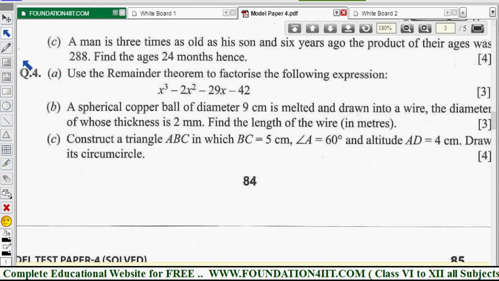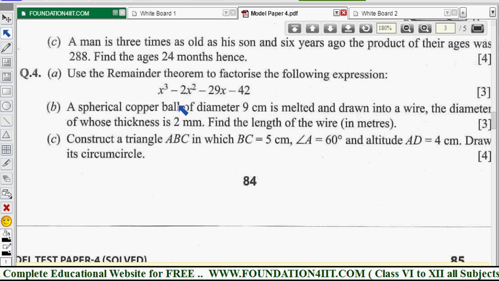So from this paper, question number 4, the first one is: use the remainder theorem to factorize the following expression. So this is the cubic: x power 3 minus 2x square minus 29x minus 42. That means you will get the 3 factors. So highest power is 3, so degree of this polynomial is 3. So you will get the 3 factors.